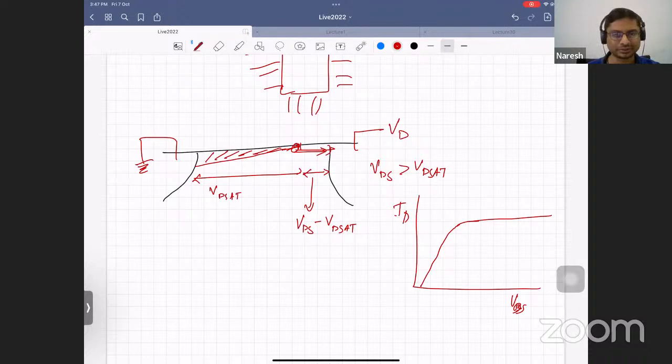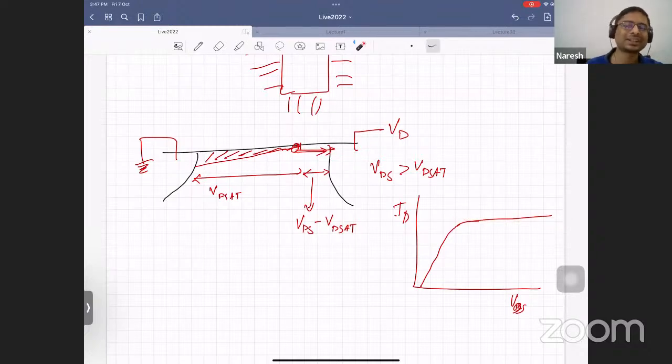Let's say it's an NMOS. So now that amount of electrons are effectively being dragged across by this field here. The drift. And because of that, you will have limited current like this.